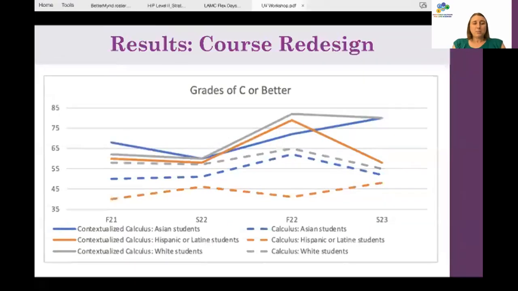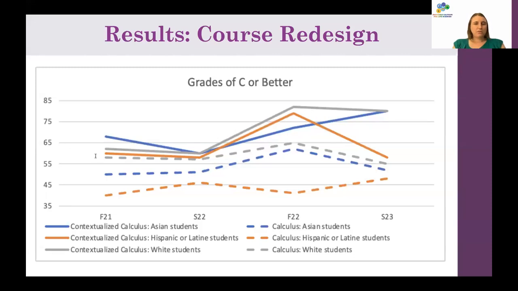So the purpose of this project obviously was to address some equity gaps that we were seeing in calculus. So what I want to show you here in terms of results is student success rates in the class, represented here by grades of C or better in the course. The full lines are the Calculus for Life Sciences contextualized course, and the dotted lines are a standard non-contextualized calculus course. We started implementing these strategies in spring of 2022, and what you can see is that since that time, we have seen higher success rates in the contextualized course, as well as generally lower equity gaps.